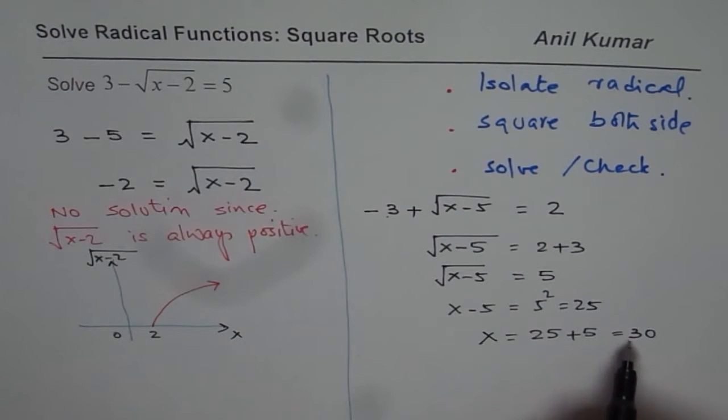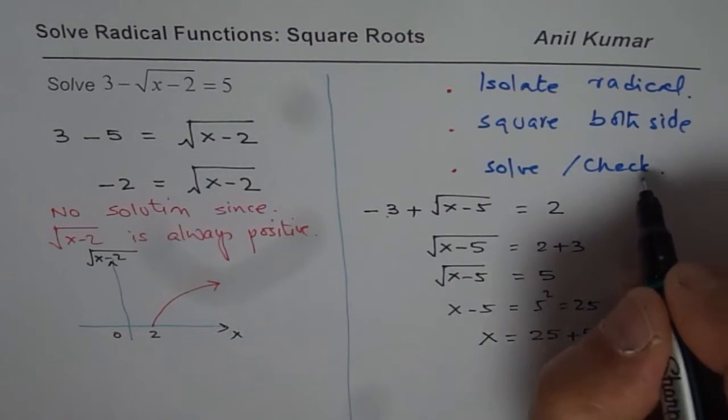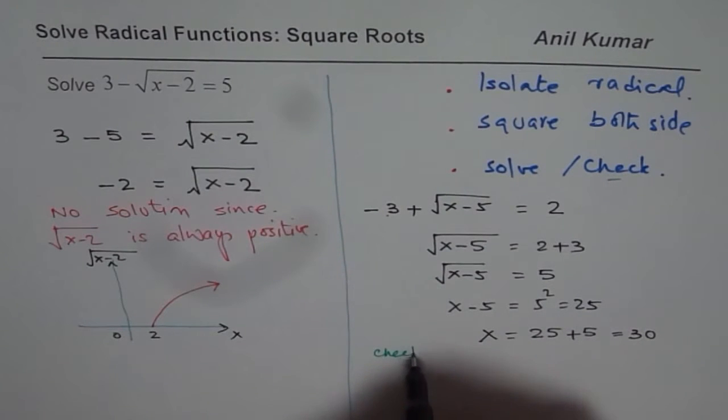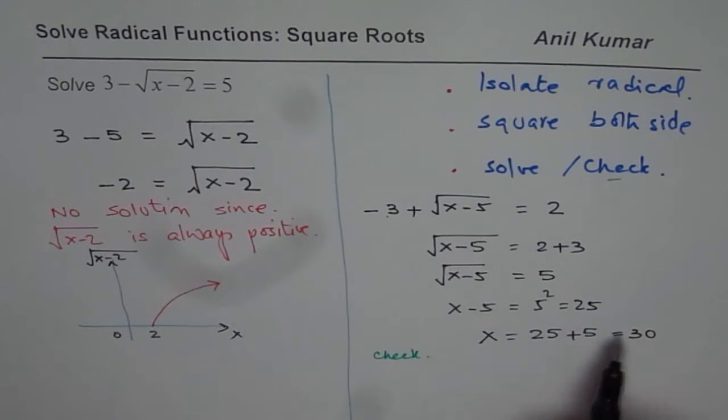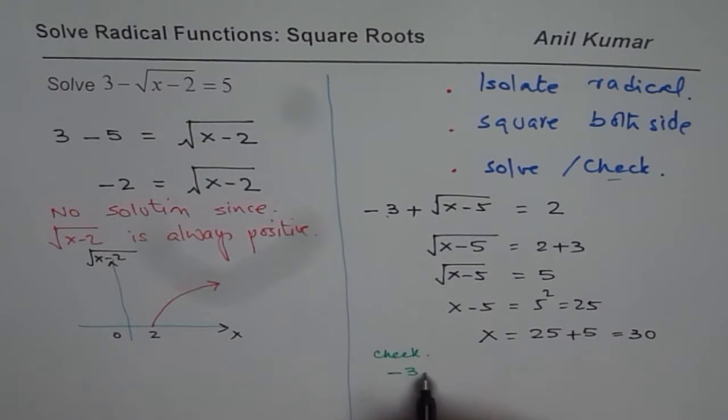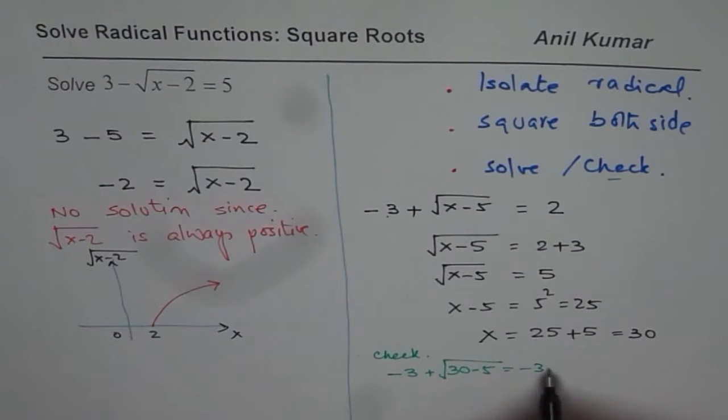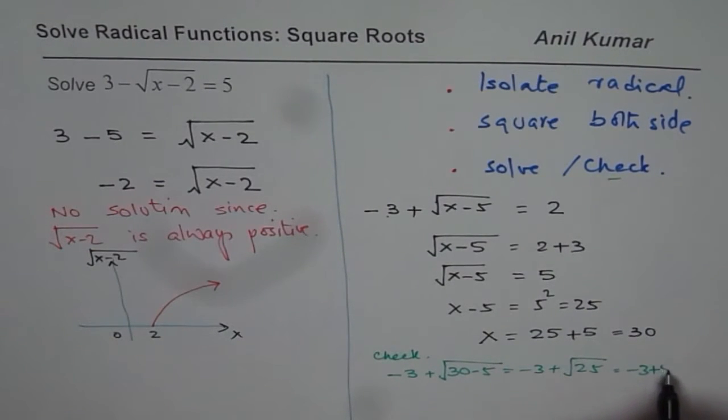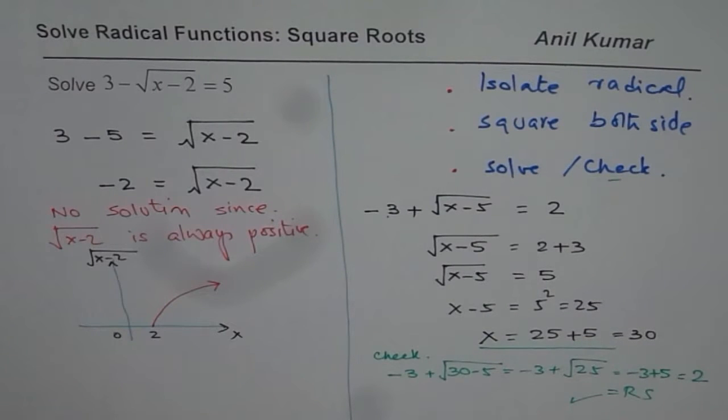Now let us check whether it is correct or not. So that is what we'll do now, check the solution. To check, we'll substitute 30 in the square root part. We have minus 3 plus square root of 30 minus 5. This is minus 3 plus square root of 25, which is minus 3 plus 5, which is indeed 2, same as the right side. So that is correct. And therefore, we can write down our solution as x equals 30, right? So that is how you could actually solve a function.